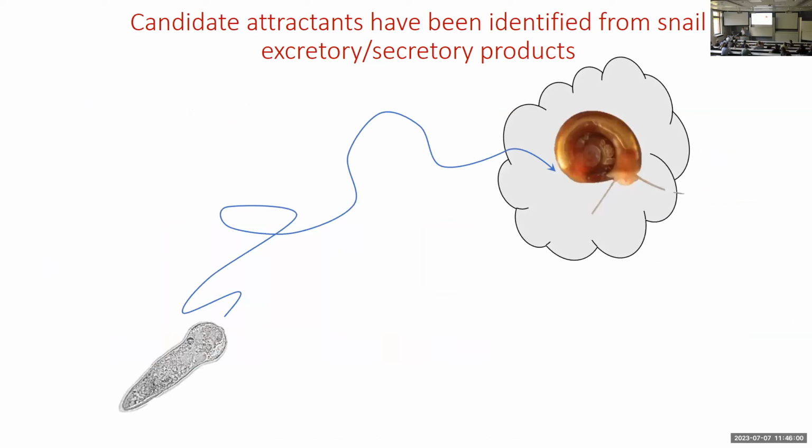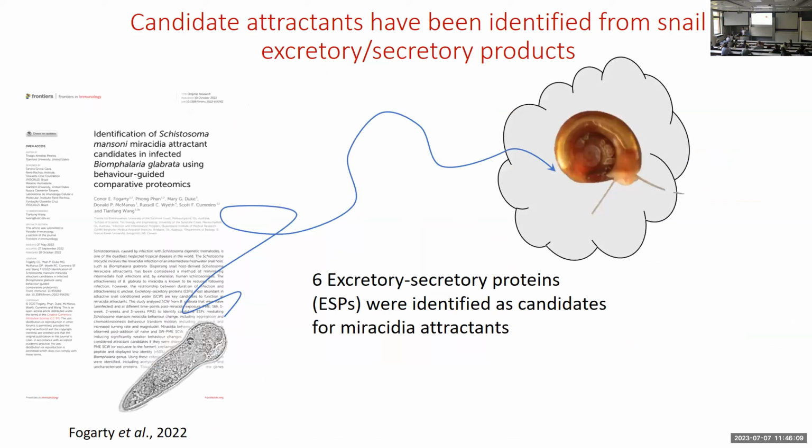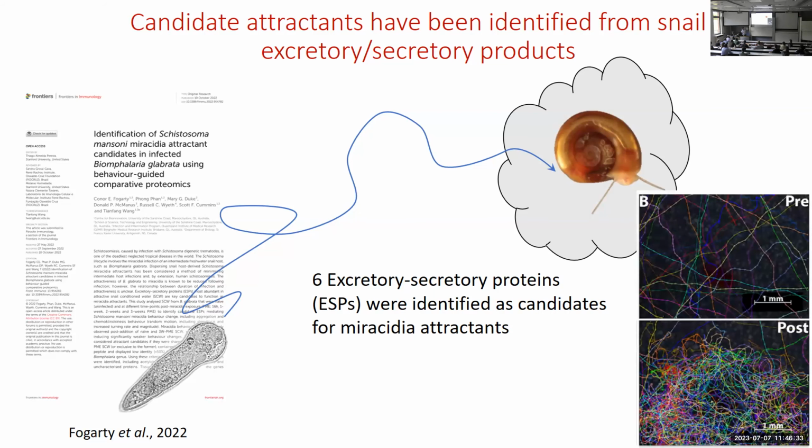In terms of the candidates for those attractants, this is a recent interesting paper, and they identified 6 excretory-secretory proteins as candidates for Miracidia attractants. Snail mucus contains a lot of different chemicals. It's very difficult to trace what exactly is the one that attracts Miracidia. But we think there could be different proteins. So they actually traced movements of Miracidia adding those different chemicals, and they were checking how this movement changes and plotting.